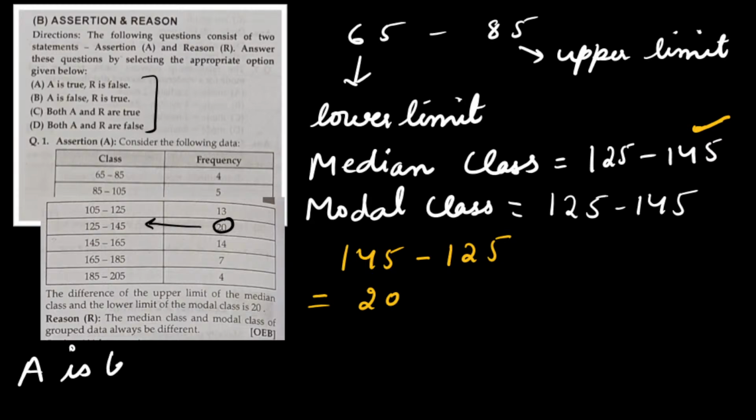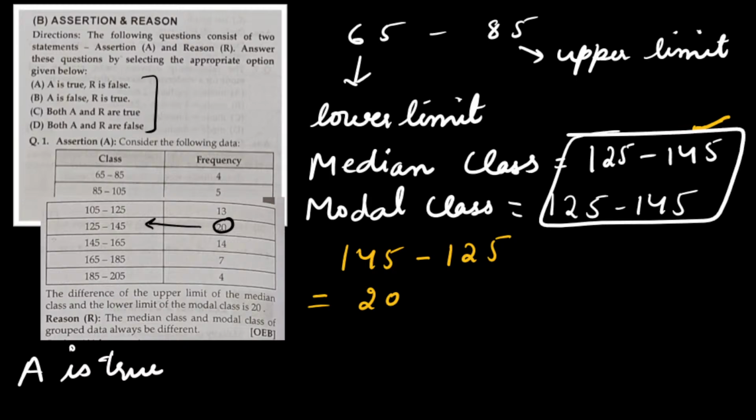A is true. Now what is the reason here? R: the median class and modal class of grouped data are always different. Do you think median class and modal class are always different? See, here they came the same. The same one is the median class and also the modal class. So they are not always different.